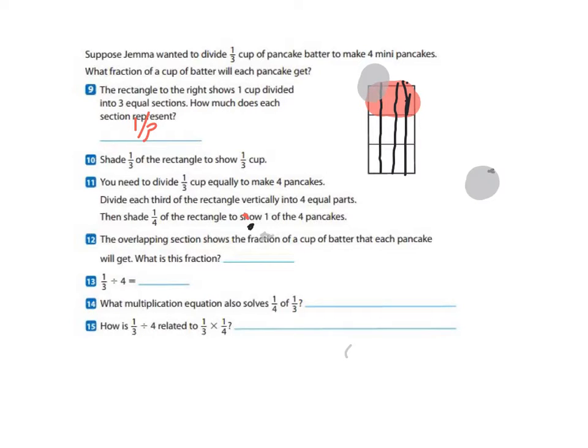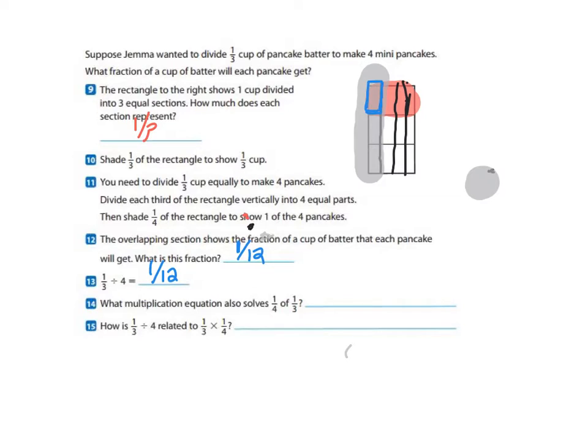So I'm going to come straight down here and shade this 1/4. Now, the part I have shaded, when you look at the overlapping section, I'm going to highlight this overlapping section, which would be right here, this one part. I've overlapped on one part out of 12 parts. So the overlapping section is 1/12, okay? So that tells me, number 13, 1/3 divided by 4 is 1/12.